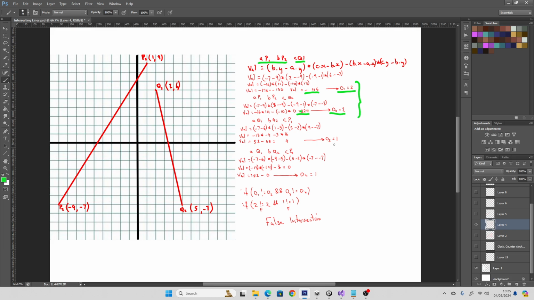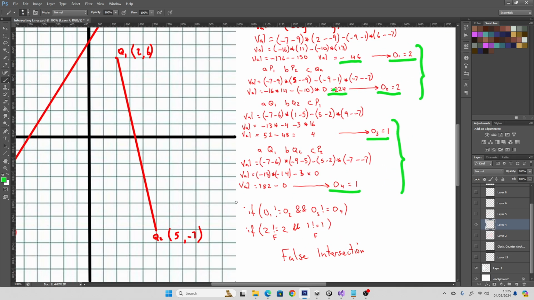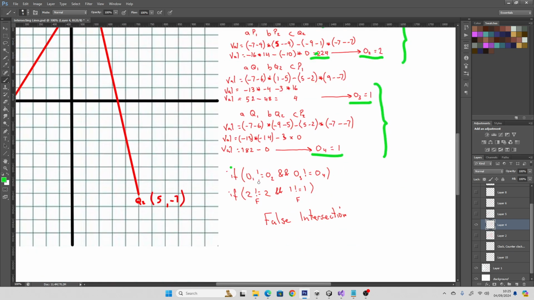And if we continue on, we see that O3 and O4 are drawing in a clockwise manner, and both of those are also equal. So seeing this, we see both that O1 and O2 are equal, meaning that this statement here is false. So that's the statement that we want to look at, and we see it's false. And we also see this statement is false, meaning the whole thing is false. They do not intersect.